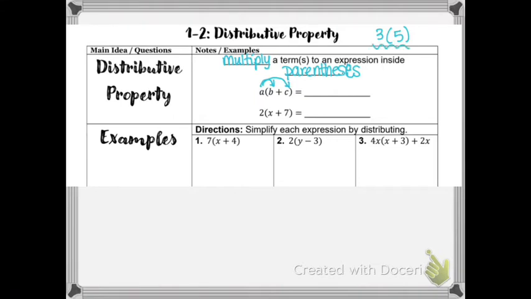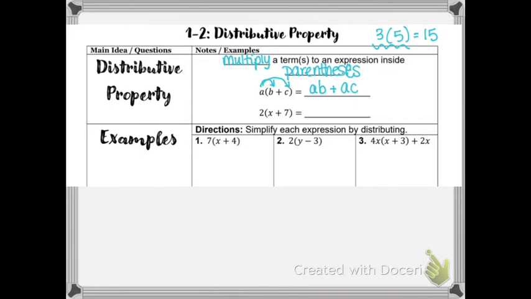So if I had 3 and then parentheses 5, that would equal 15. So when we have this A out in front of the parentheses, that just means to multiply since I don't have any other operation between the A and the parentheses. So when I distribute, I multiply the A to each term. So A times B plus A times C. Whatever sign you have in the parentheses, you're going to keep that same sign when you distribute.